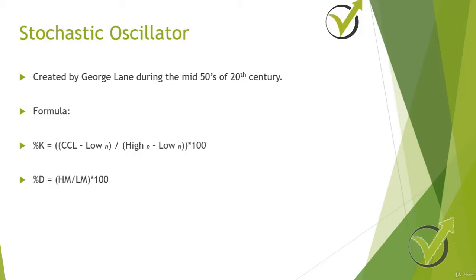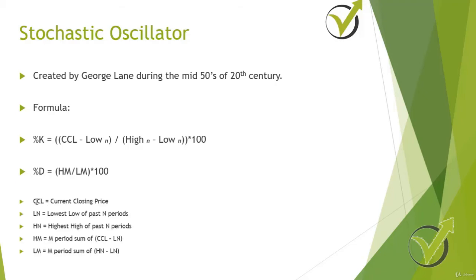And the other line that we have is the percent D, which equals HM divided by LM times 100. HM stands for the m period sum of the current closing price minus the lowest low of the past n periods, divided by LM, simply standing for the m period sum of the highest high minus the lowest low of the last n periods. And here are all the meanings.